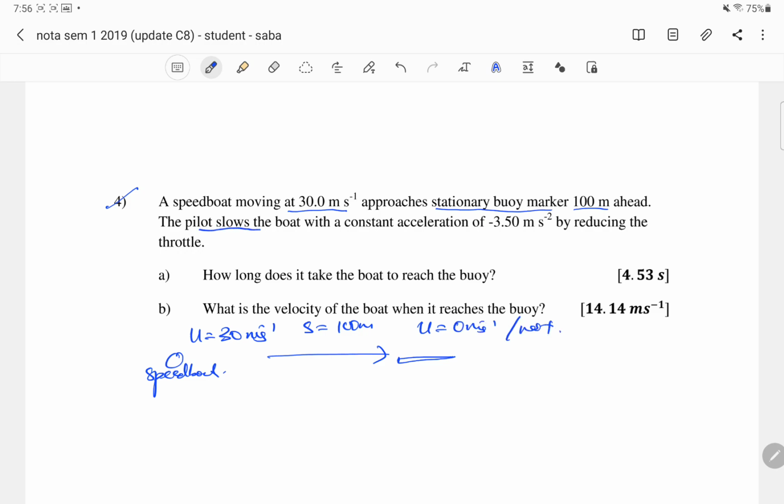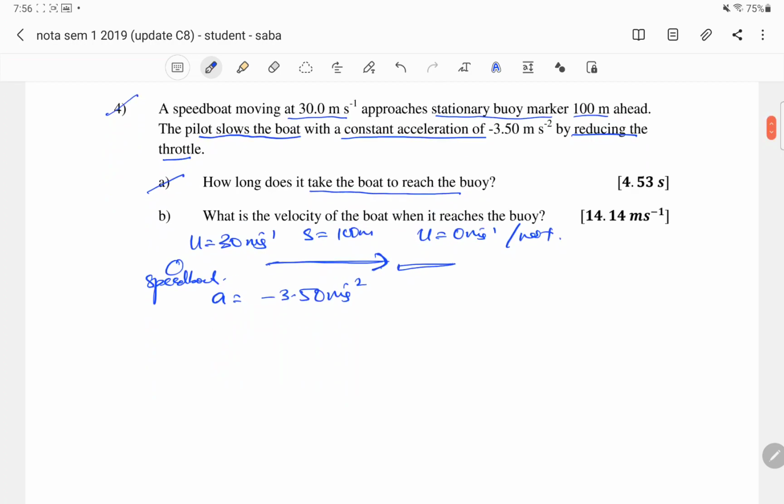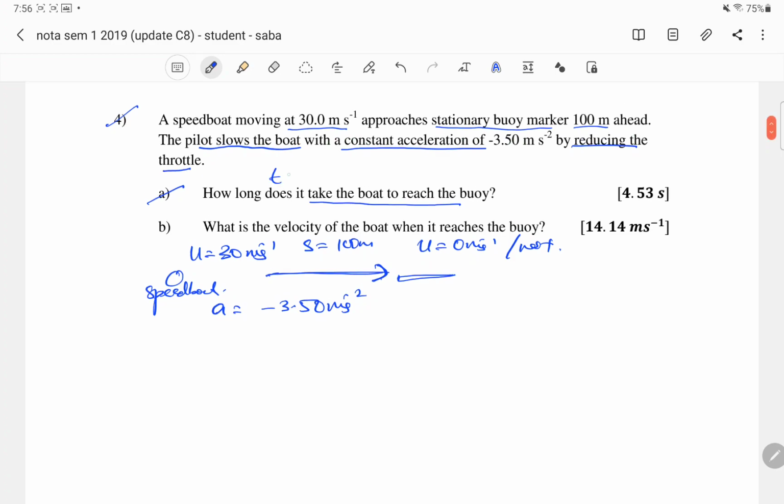Okay, the pilot slows the boat with constant acceleration. Constant acceleration, negative 3.5 meter per second square, reducing the throttle. How long does it take the boat to reach the buoy? Okay, boat to reach the buoy. Okay, so here we have how long. How long is to find the time.